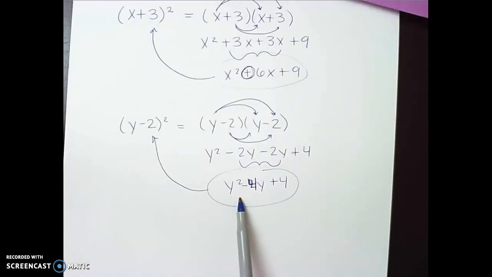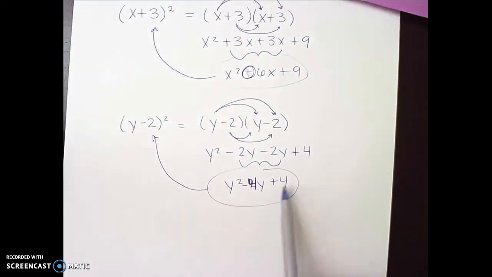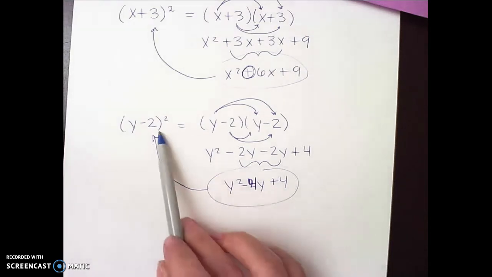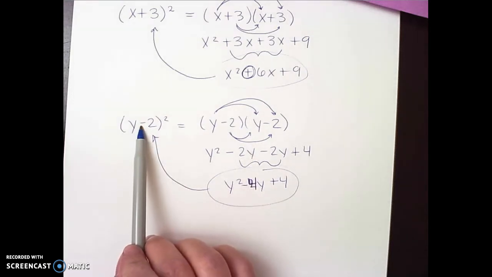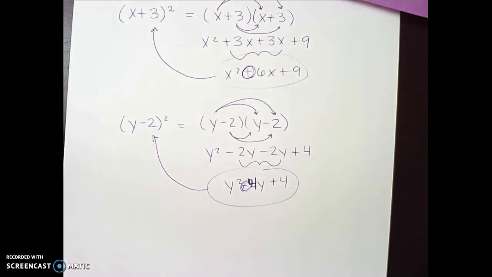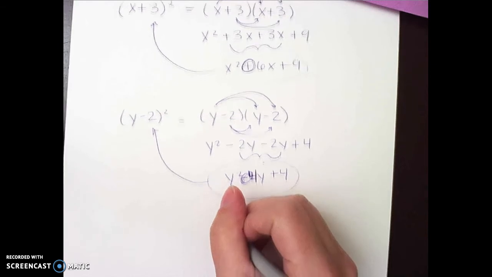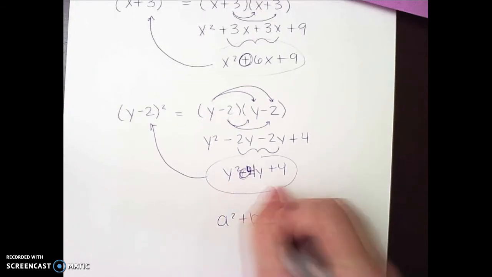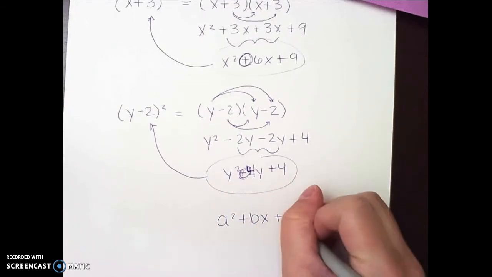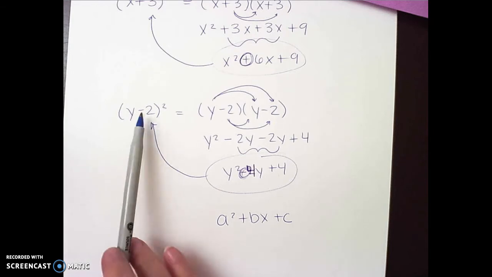Okay, same idea down here. If I take my y squared and square root it, I get y. If I take my 4 and square root it, I get 2, and then the sign, which is negative here, matches the sign of my middle term. So we also have to know that the standard form of a quadratic is ax squared plus bx plus c. And so we're going to be using, again, completing the square in order to get to our perfect square here.